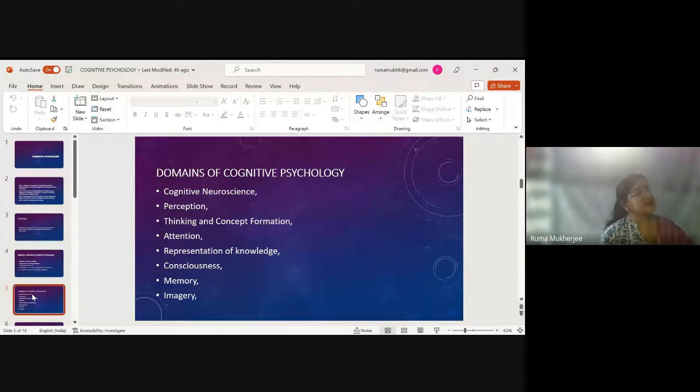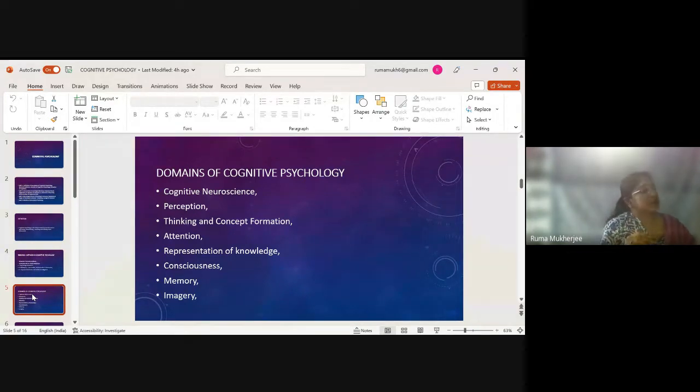Then number three is thinking and concept formation. Now, what is this thinking and concept formation? It is actually the procedure of thinking, or how we form concepts of any type of thing that we are perceiving in the environment through our sense organs, like when we see an object, hear anything, feel anything, taste or smell, etc.